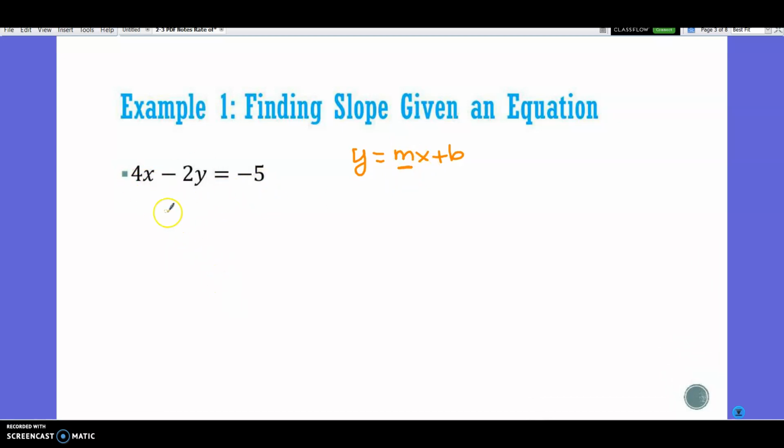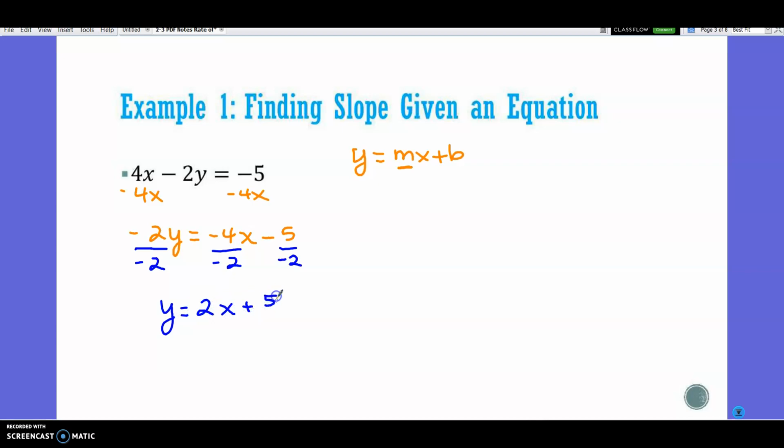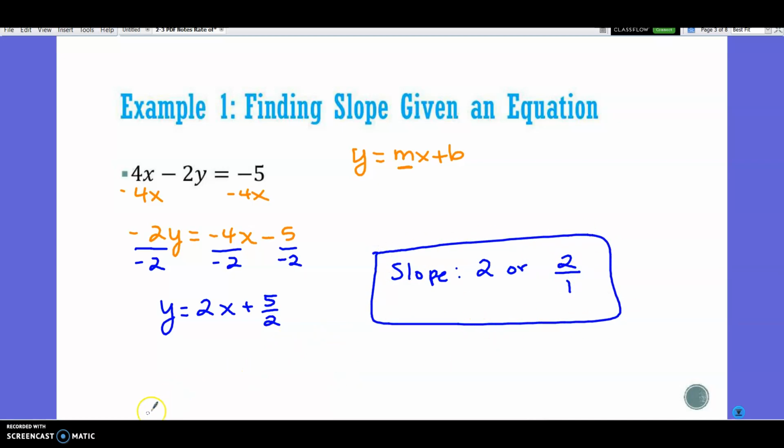Currently, this is in standard form, so we would turn it into slope-intercept form by getting y alone by itself. So I would subtract 4x from both sides. So negative 2y would equal negative 4x minus 5, and then divide by negative 2. So then y would equal positive 2x plus positive 5 halves. So then my slope would be 2, or you could say 2 over 1. Okay.